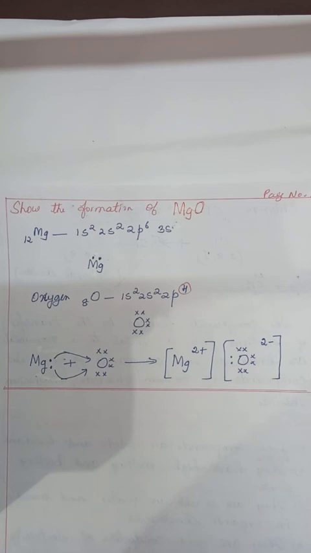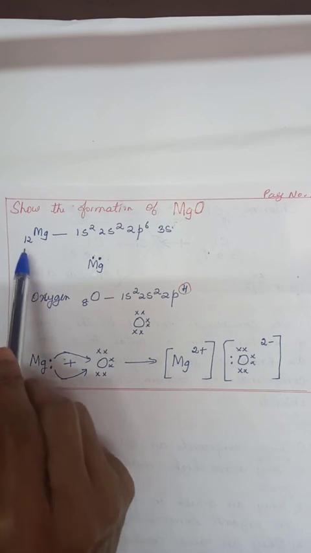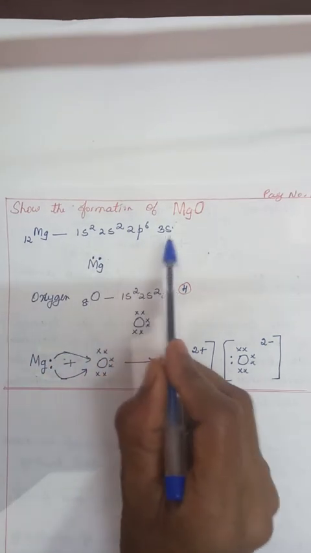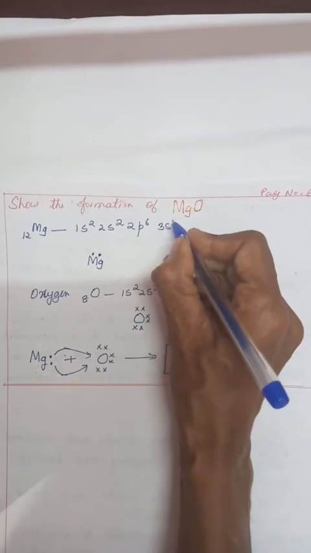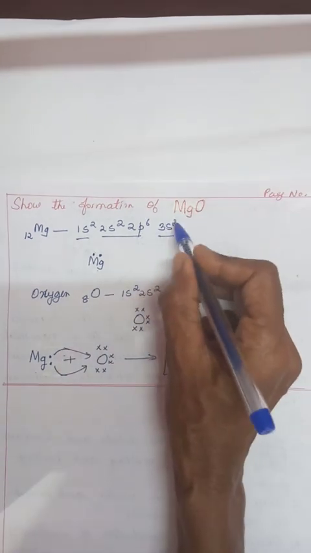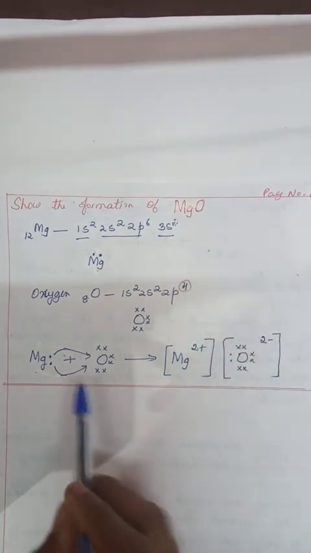Now let us see how magnesium oxide is formed. Formation of magnesium oxide. Magnesium atomic number is 12. Electronic configuration 1s2, 2s2, 2p6, 3s2. So you write its dot structure first. Mg with how many electrons? 2 electrons. It is losing these 2 electrons from the outermost shell.